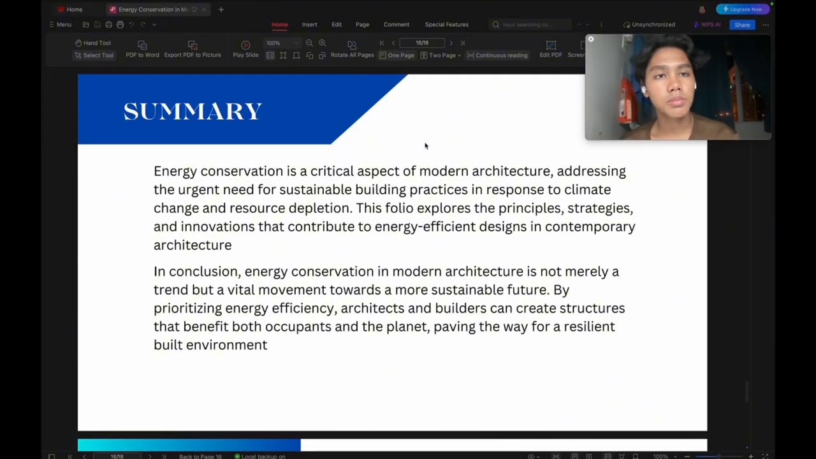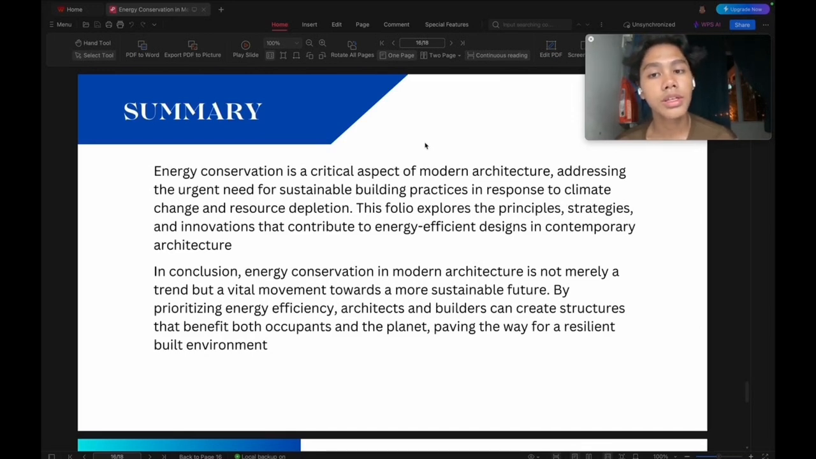Alright, for the last part of our presentation, I'm going to talk about the summary or the conclusion. Energy conservation is a critical aspect of modern architecture, addressing the urgent need for sustainable building practices in response to climate change and resource depletion. This folio explores the principles, strategies, and innovations that contribute to energy efficient designs in contemporary architecture.